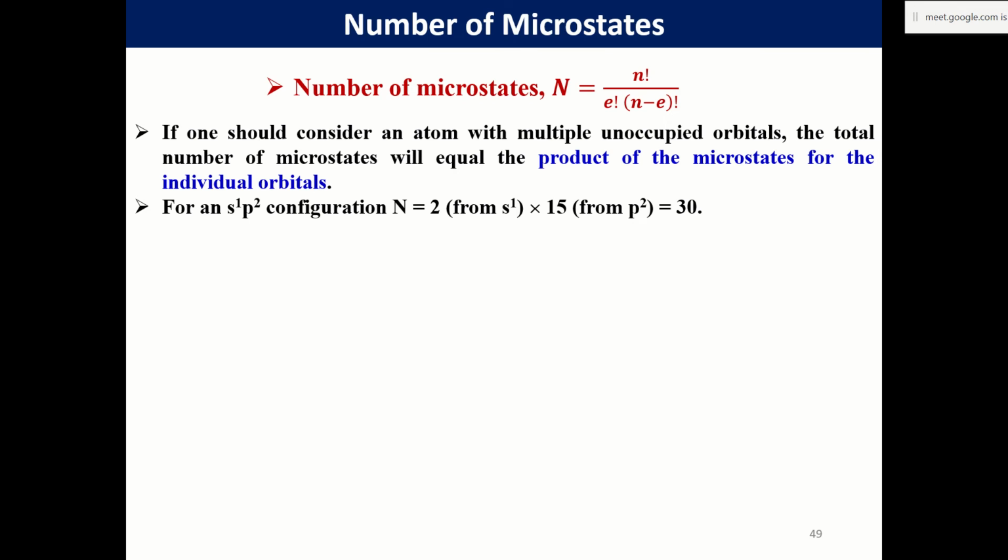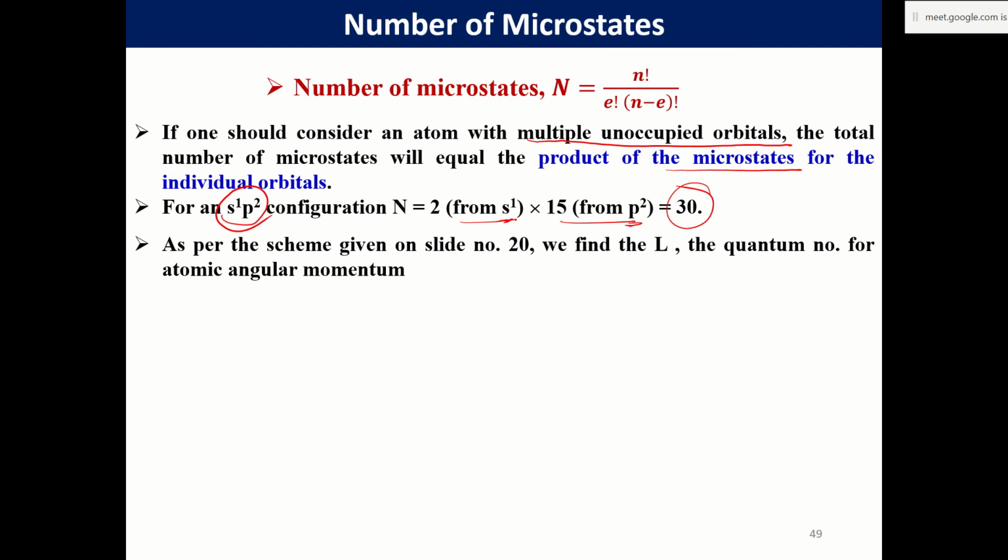And if you have multiple unoccupied orbitals, then you need to consider microstates from the individual orbitals, for example S1 P2. If you have a configuration S1 P2, then you consider how many you can get from S1 and how many from P2. That takes you to 30 microstates being available. So these different ways in which you can arrange the electrons are your microstates.